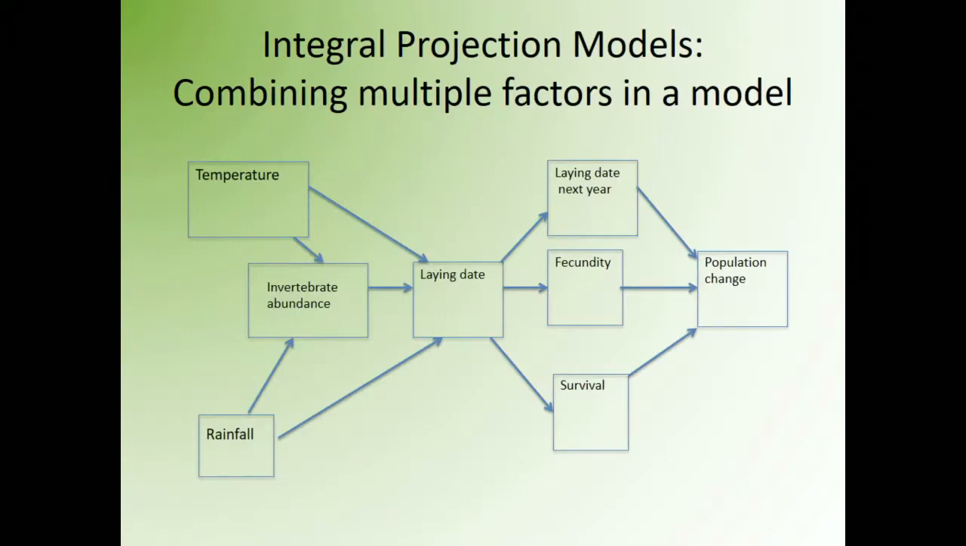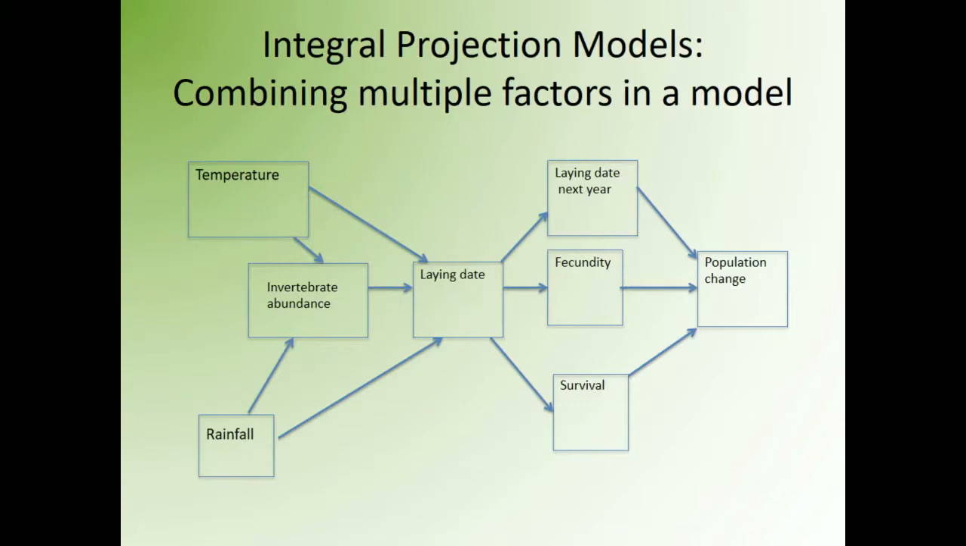So what we can do is we can then put this into a new statistical technique called integral projection models, where we take all of the various different aspects, the inputs, so the temperature, rainfall, and invert abundance, look at how they impact laying date, and then also see how the effect size of each of those then translates into the plasticity of laying date for the next year, the fecundity, so the number of chicks that fledge, and the survival of the chicks and of the adults as well, all of which will then lead into, with a varying degree of impact, a population change.